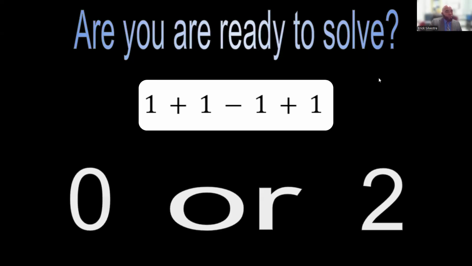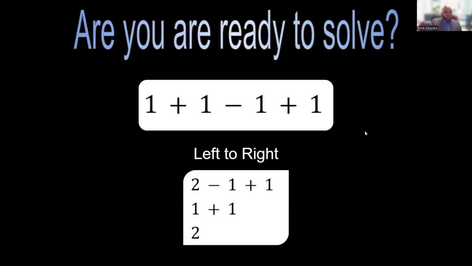All right, so are you ready to solve the first example? 1 plus 1 minus 1 plus 1, is it 0 or is it 2? Take a second to do it solo, and then we'll see, using the techniques that we learned, which is the correct answer. By using left to right, 1 plus 1 is 2, 2 minus 1 is 1, and 1 plus 1 is 2. So the correct answer is 2.